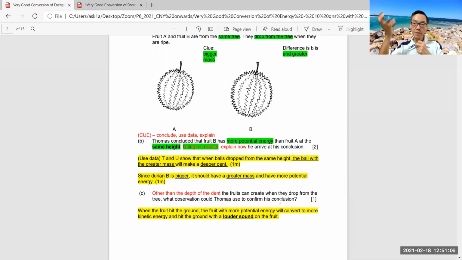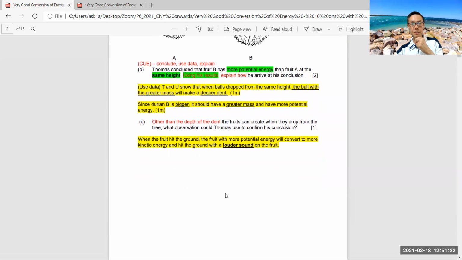So there's a conversion of something from a great height, with gravitational potential energy being converted to kinetic energy during the drop. And when it impacts a surface, sound energy is produced. So in this question, the student should answer: when the fruit hits the ground, the fruit with more potential energy will convert to more kinetic energy and hit the ground with a louder sound.